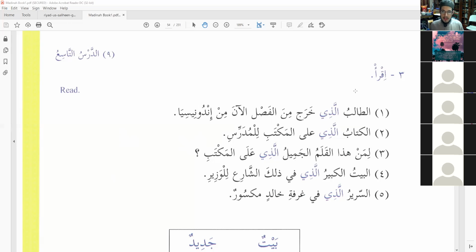We saw in the previous example, al-waladu tawilu, okay? We used one adjective in order to specify further who we're talking about.